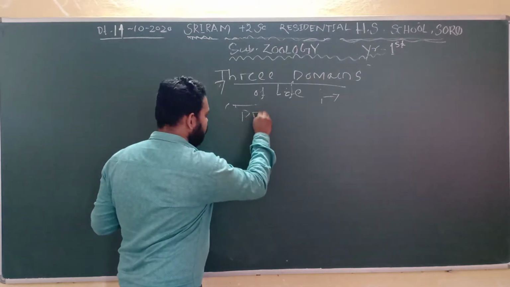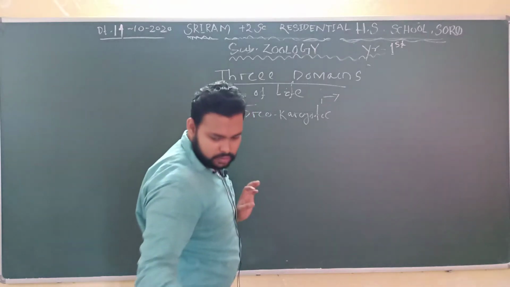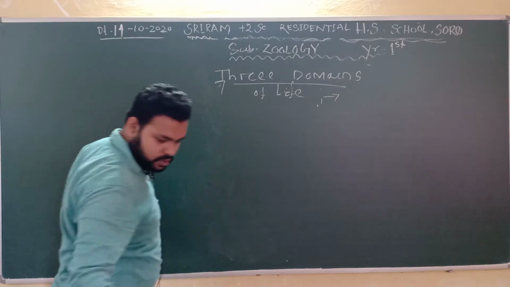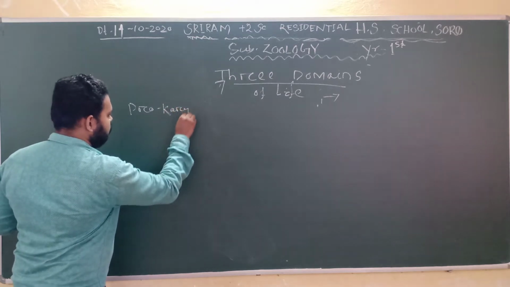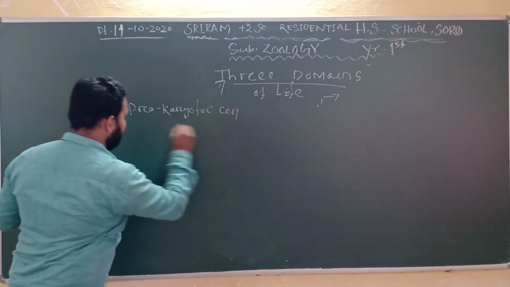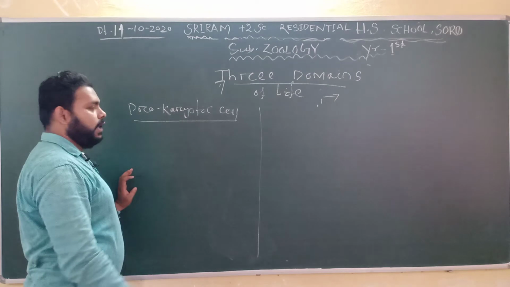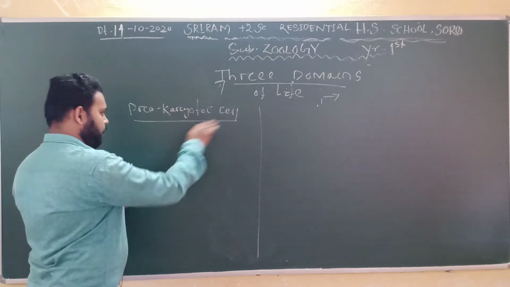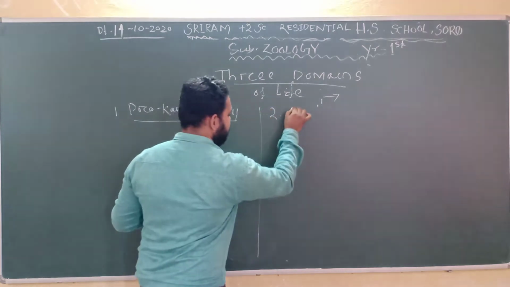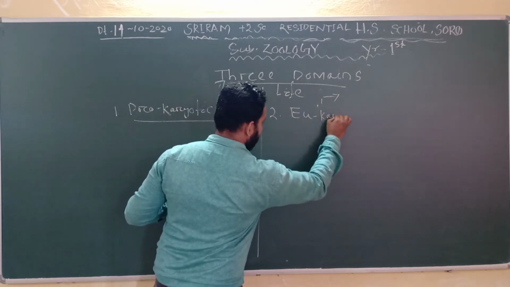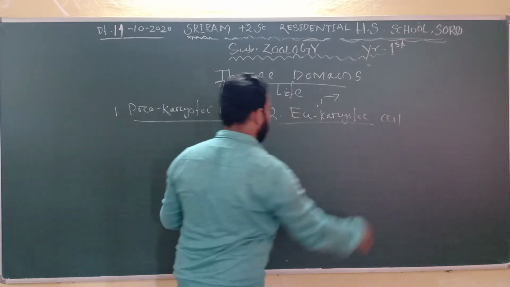One is the prokaryotic cell. We know all living organisms are made up of cells, living cells. If I categorize the living cells, we find two types of living cell. One is the prokaryotic and another one is the eukaryotic cell.